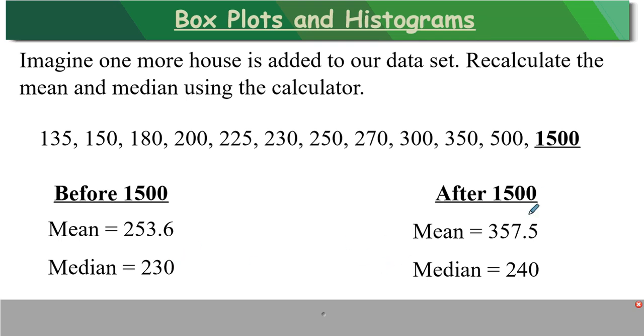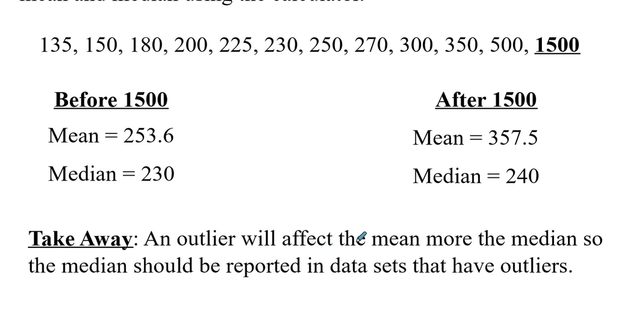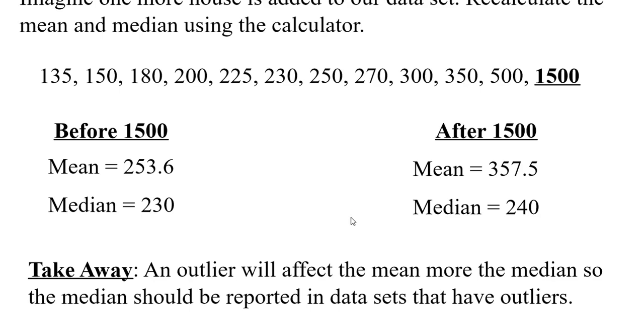So if we add a $1.5 million house in there, do you think it's fair for me to say that the average house is $357,000? No, not really, because look, most of them are way below that. The median is still more representative of the data set. So the conclusion is this: an outlier will greatly affect the mean, much more than it will affect the median. So the median should be used if the data set has outliers, or as we'll see later, some severe skewness.